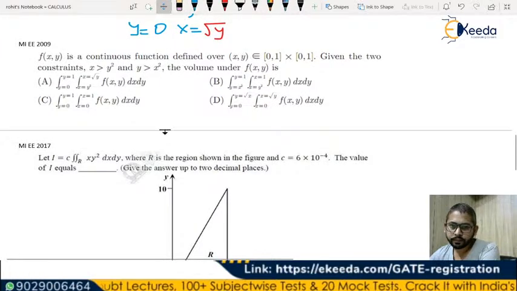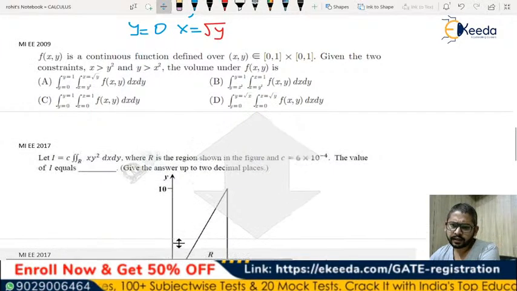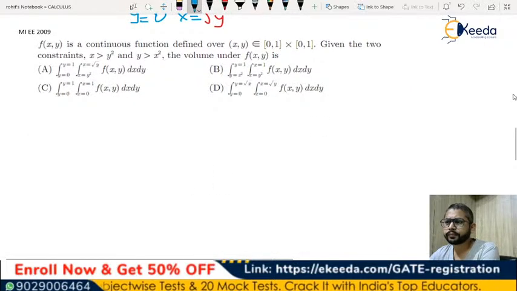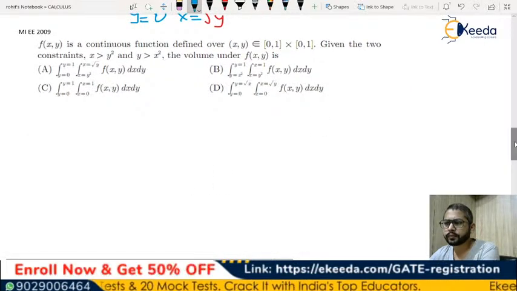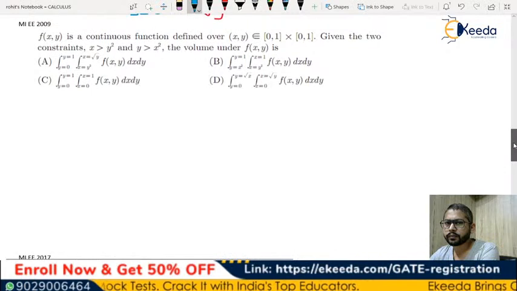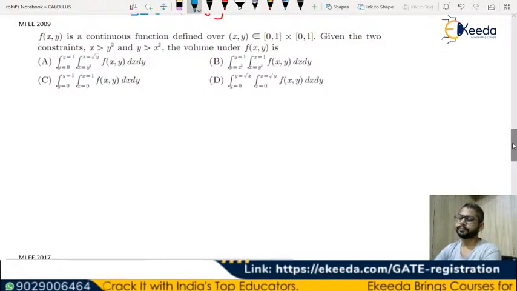Do this one. I mean, this is a similar one. You can do it by yourself. Mechanical 2009.